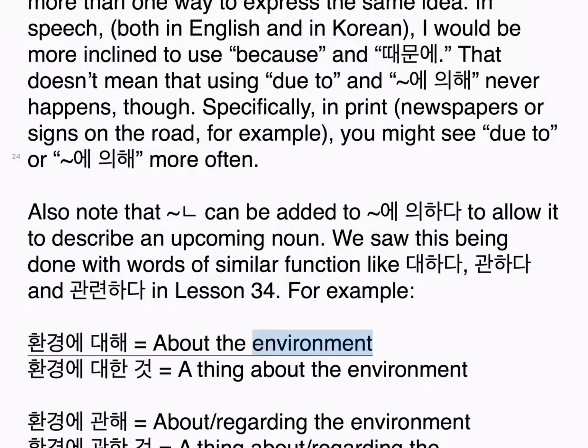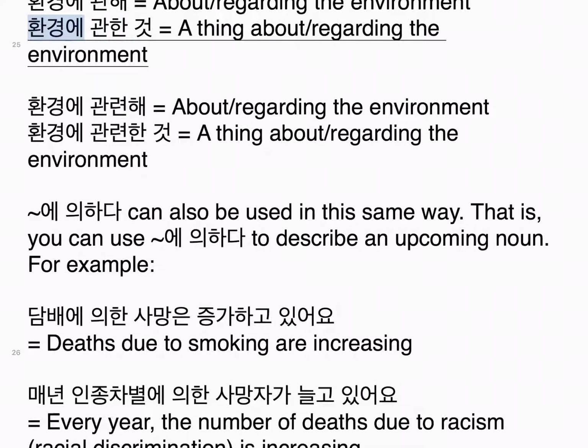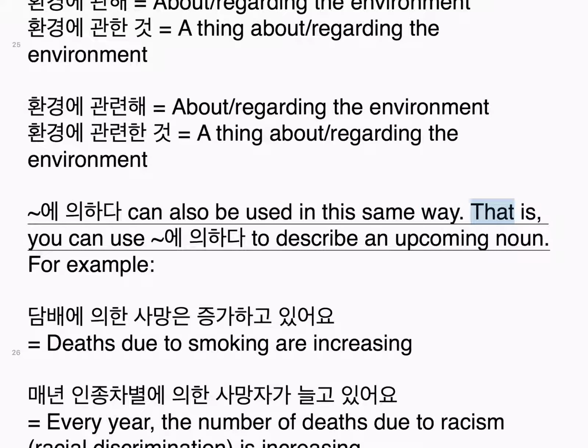About the environment, 환경에 대한 것. A thing about the environment. 환경에 관해. About, regarding the environment. 환경에 관한 것. A thing about, regarding the environment. 환경에 관련해. About, regarding the environment. 환경에 관련한 것. A thing about, regarding the environment. 에 의하다 can also be used in this same way, that is, you can use 에 의하다 to describe an upcoming noun.